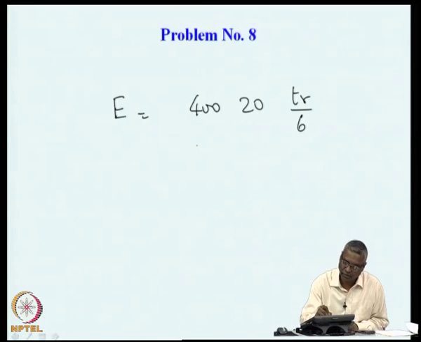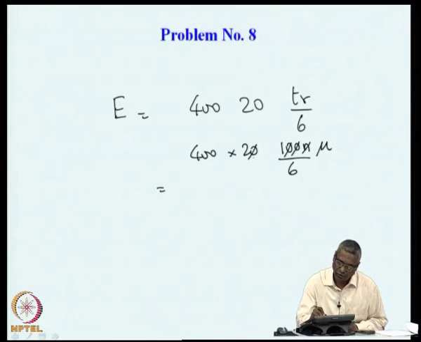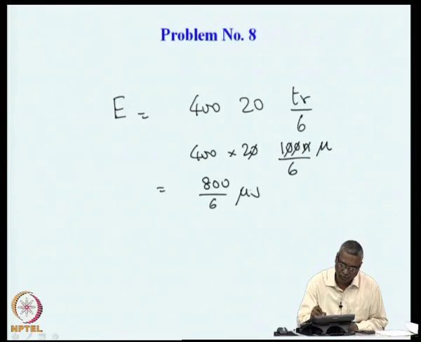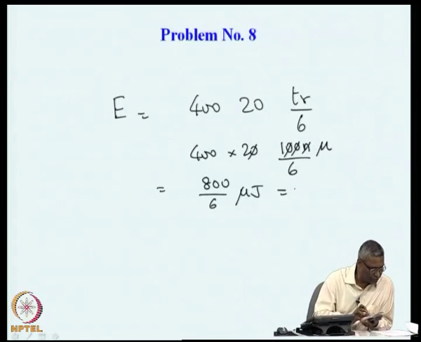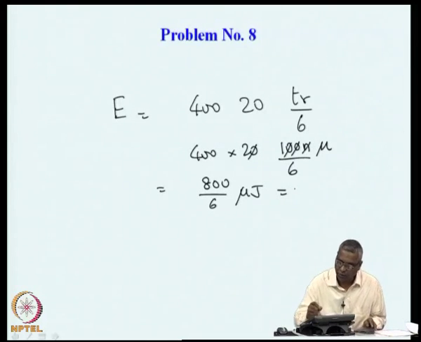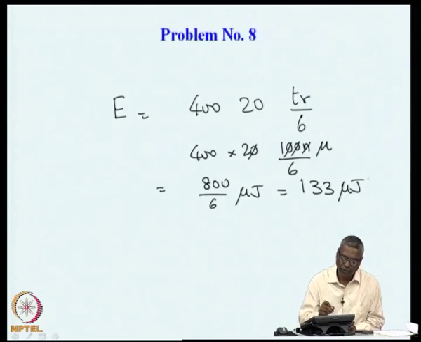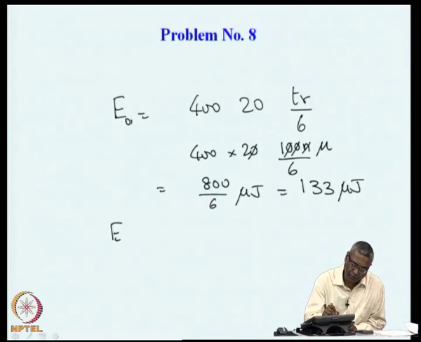So, the losses are 400 into 20 into 100 nano divided by 6. Nano into nano will become micro. So, 400 into 2 is 800, divided by 6 microjoule, and 800 by 6 is about 133 microjoule. And that is the turn on energy loss.